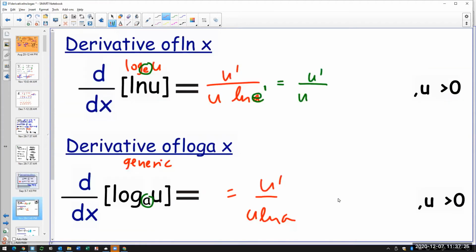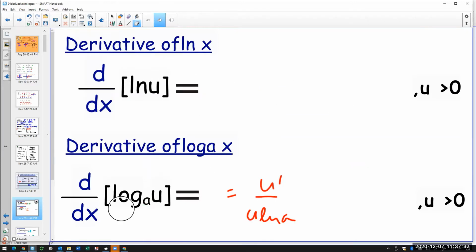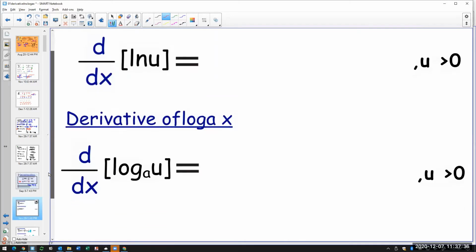Somewhere on page 4 of your notes, you have this formula here, log base a of u. Can you guys go ahead and fill it in? Because I want to show you something right now.